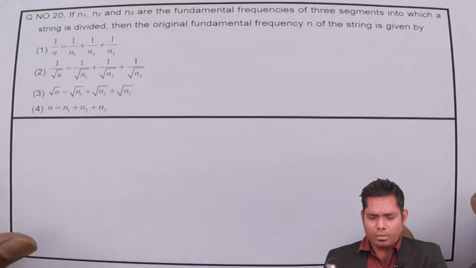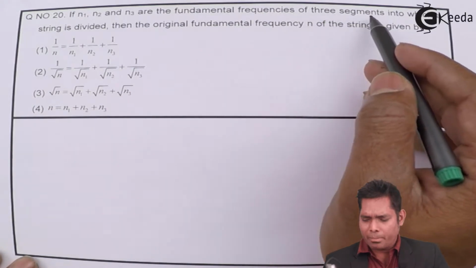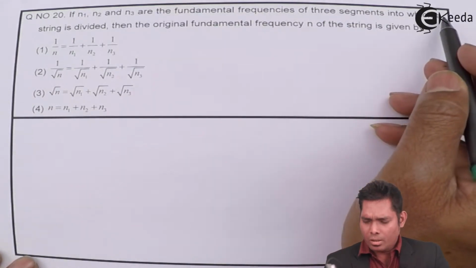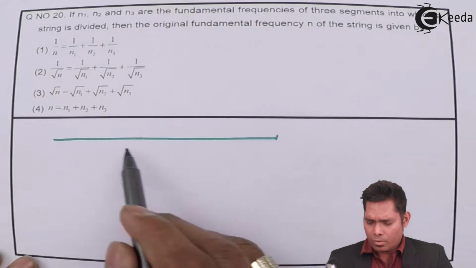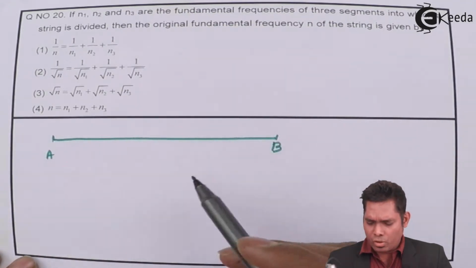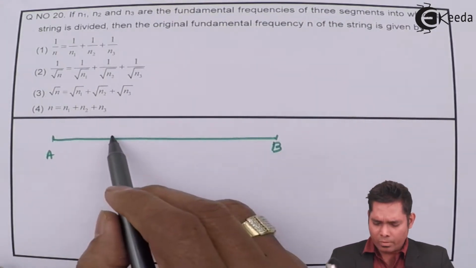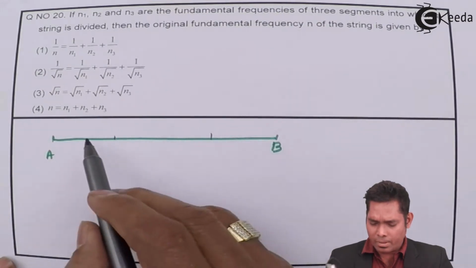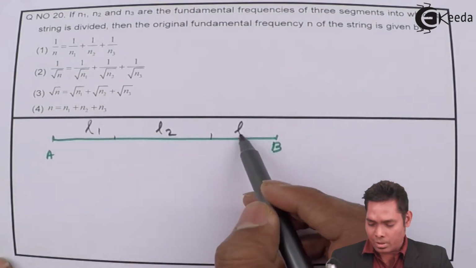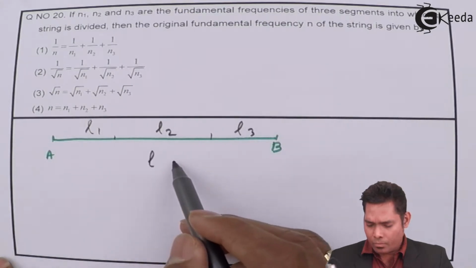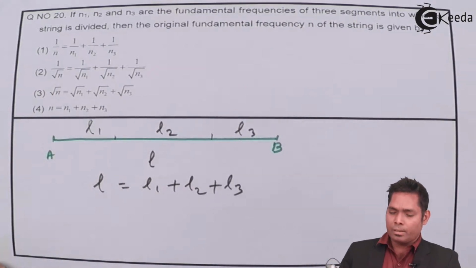If N1, N2 and N3 are the fundamental frequencies of three segments into which a string is divided, so that... Suppose that this is A and B, AB is a string, and it is divided into three segments in whatever ratio it is. Suppose that these are the three segments. This length is suppose L1, this is L2, this is L3. Suppose that the total length is L. So you can write that L is L1 plus L2 plus L3. This is the information given.